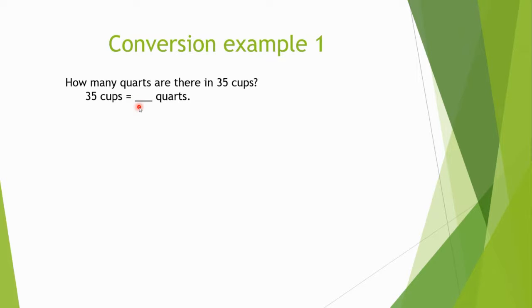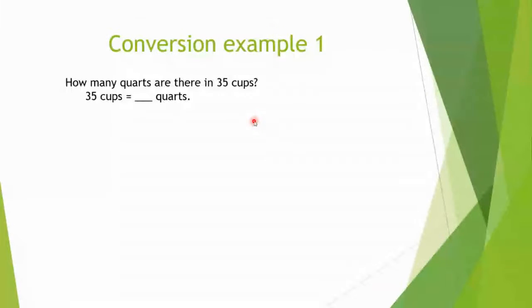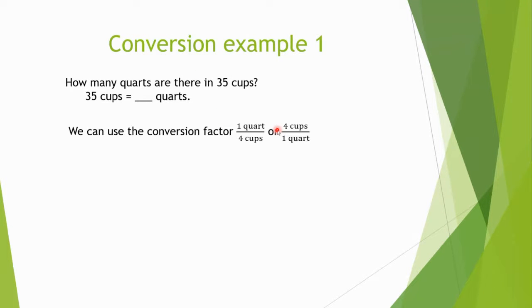Now, what's really nice about using proportions is, before you had to figure out which unit conversion, which conversion factors you have to use. Do I use this one? Do I use that one? It depended on how the units cancel. With proportions, though, you don't have to worry about that. You can use either one. Namely, it doesn't matter which one you use. We do know that 1 quart is 4 cups, so you can use either conversion factor.